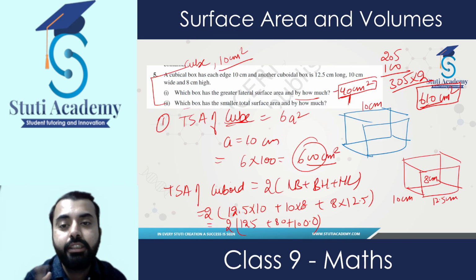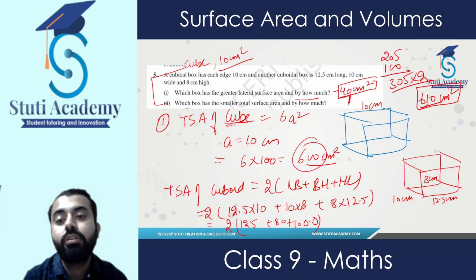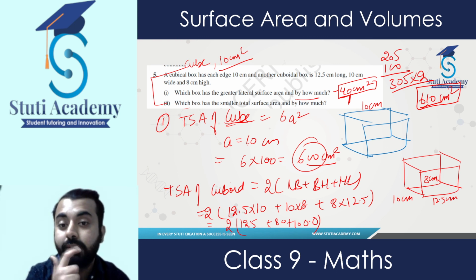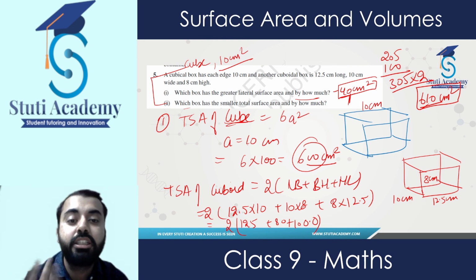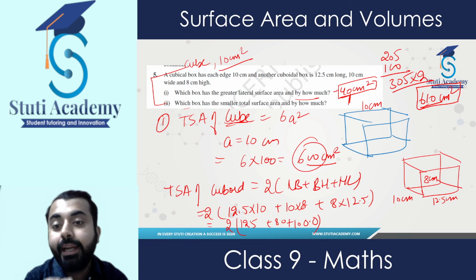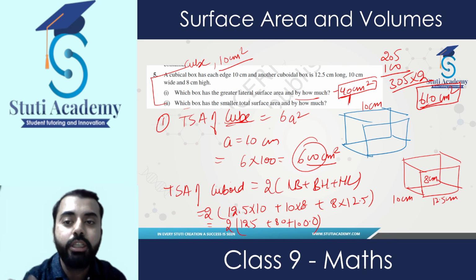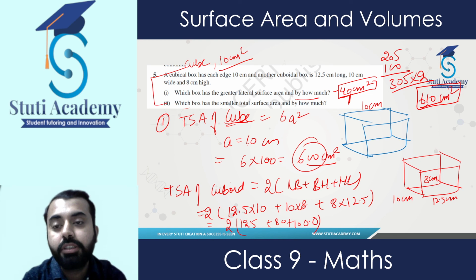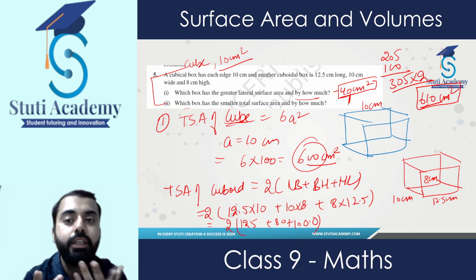Now, in the next case, I had this sum in which we had a cuboidal box and a cube with an edge of 10 centimeters, and another box with these dimensions. I had to find out which had the greater lateral surface area, which had the lesser, and by how much. The cube had the greater lateral surface area by 40 centimeters, but the cube also had the smaller total surface area. Using this, you can solve the sum and figure that out.